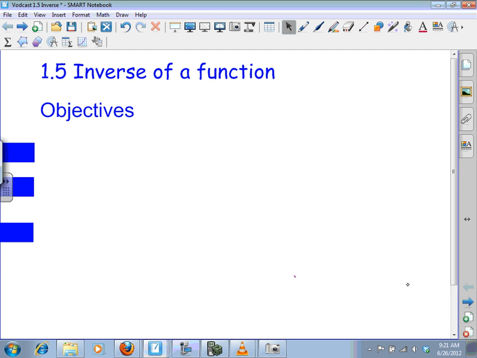Welcome to this Vodcast about inverse functions. You probably have a pretty good idea of what inverse means already. You're familiar with things like addition is the inverse of subtraction and division is the inverse of multiplication. And you might have the idea that square rooting is the inverse of squaring, and we'll talk a little bit more about that particular case in a minute. But that's the idea of inverse, and we want to particularly talk about inverse functions.